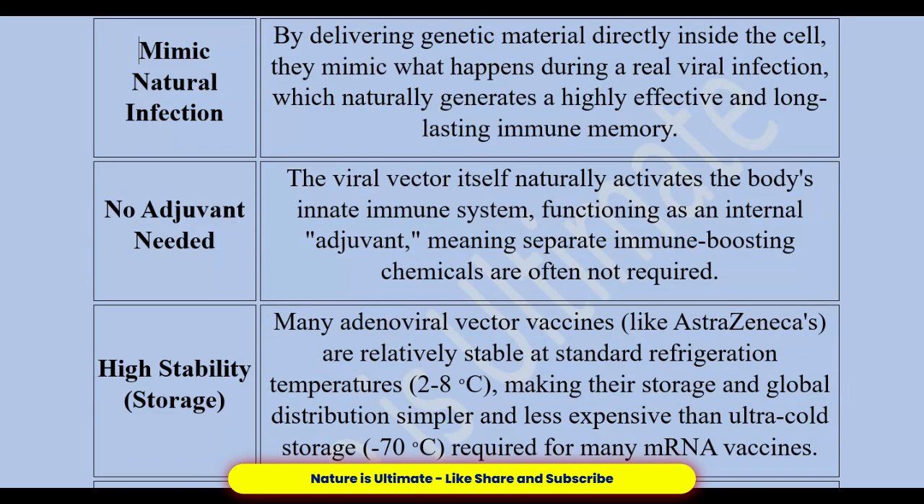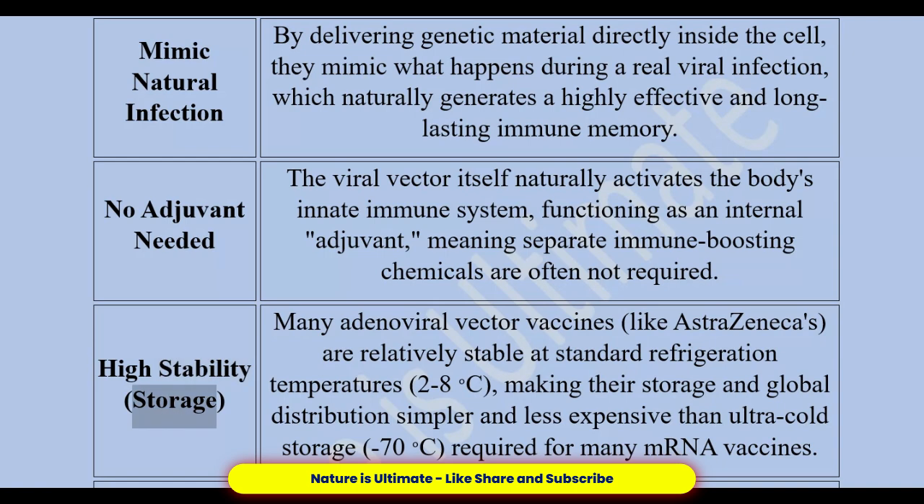vaccines. Mimic natural infection. By delivering genetic material directly inside the cell, they mimic what happens during a real viral infection, which naturally generates a highly effective and long-lasting immune memory. No adjuvant needed. The viral vector itself naturally activates the body's innate immune system, functioning as an internal adjuvant, meaning separate immune-boosting chemicals are often not required.